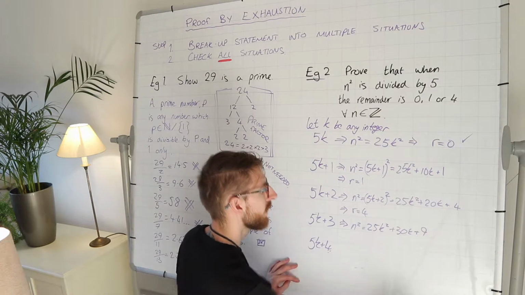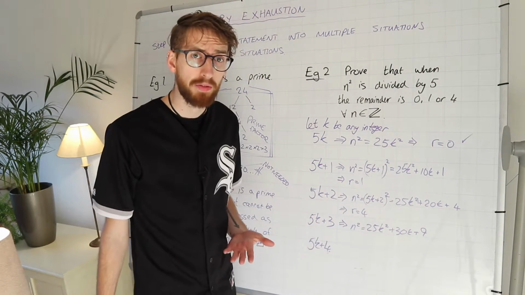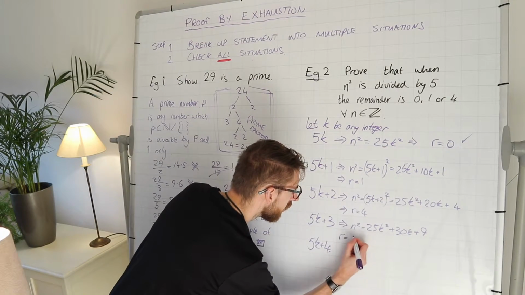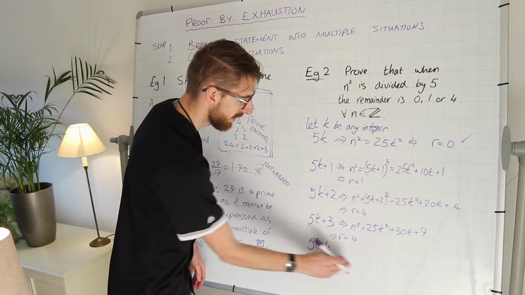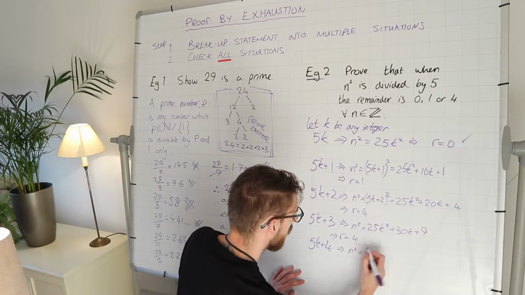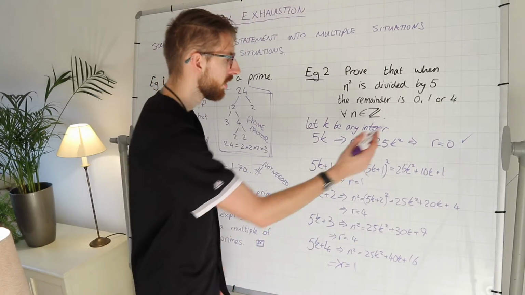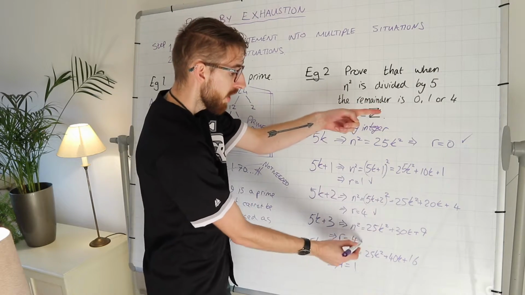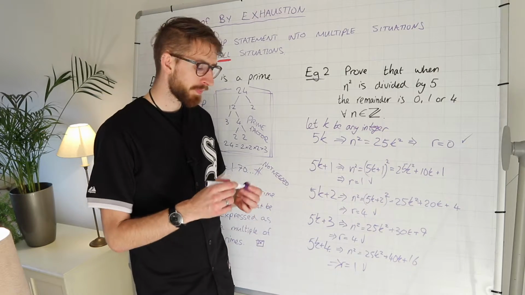plus 9. Now you've got 9 on the end, but when you divide that by 5 you actually get 4 left over. So now our remainder is 4 again. And with 5k plus 4 we're just going to do the algebra. R equals 1. So this one has shown this. Whew, exhausted. We are done.